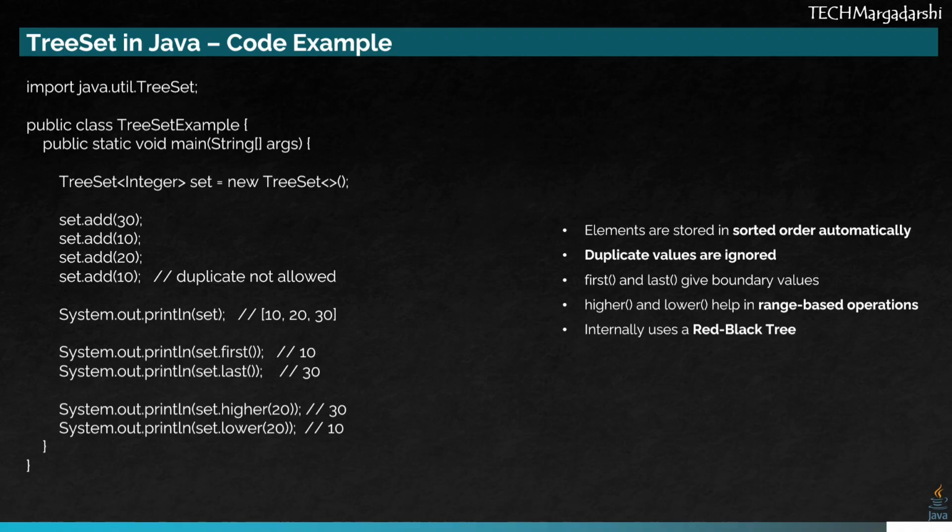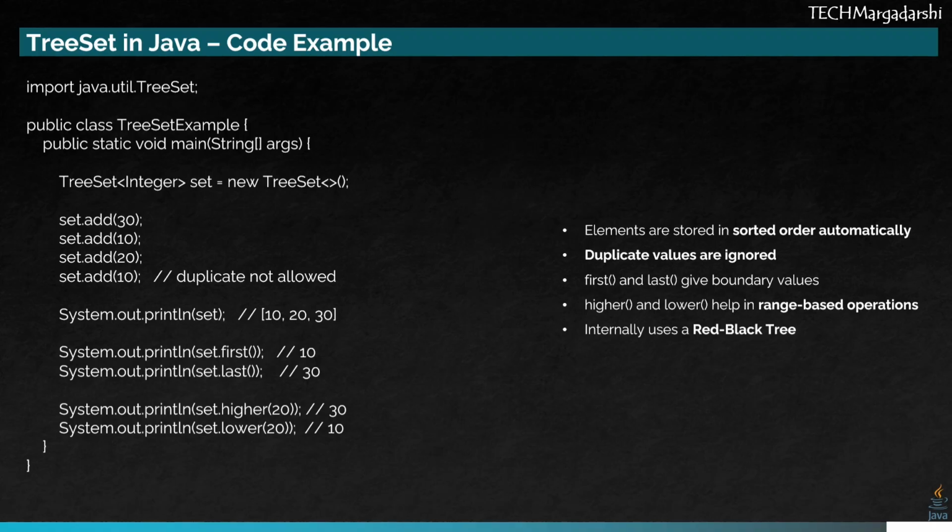First, we import TreeSet from the java.util package and create a TreeSet of Integer type. When we add elements like 30, 10, and 20, the TreeSet automatically stores them in ascending sorted order. Even though we try to add the value 10 twice, the duplicate is ignored because TreeSet does not allow duplicate elements. When we print the TreeSet, the output is 10, 20, 30, showing that sorting happens automatically.